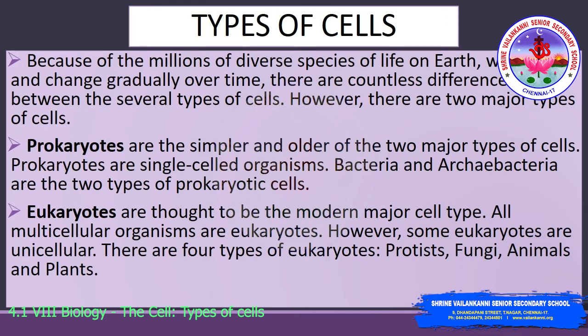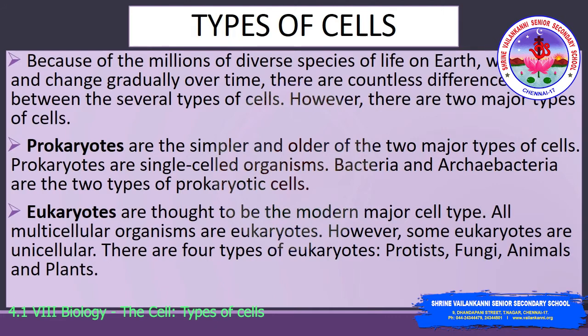Now, we shall study the types of cells. Because of the millions of diverse species of life on Earth, which grow and change gradually over time, there are countless differences between the several types of cells. However, there are two major types of cells, which are prokaryotes and eukaryotes. Prokaryotes are the simpler and older of the two major types of cells.